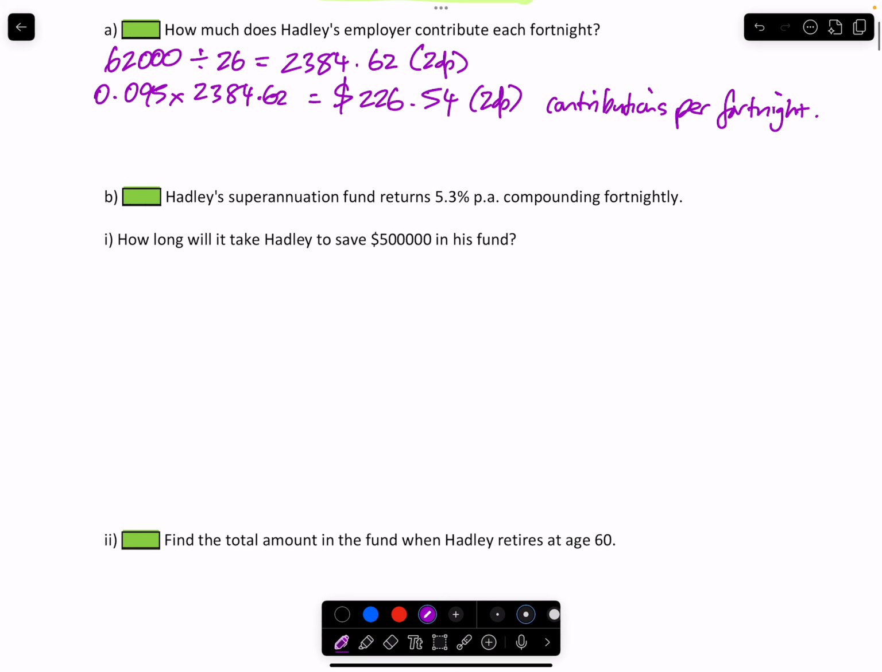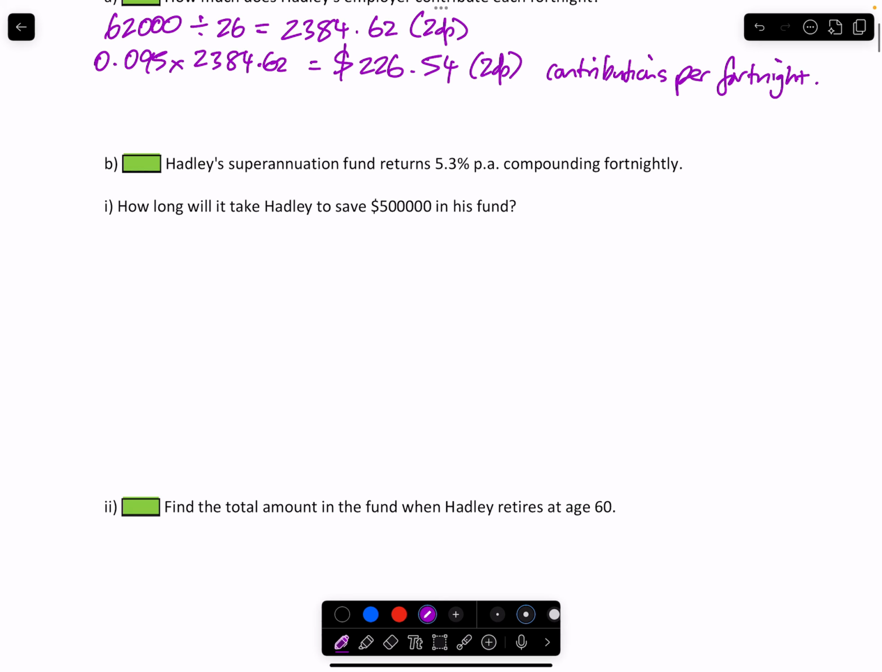Hadley's superannuation fund returns 5.3% per annum compounding fortnightly. How long will it take Hadley to save 500 grand in his fund? 5.3% compounding fortnightly, 500 grand. As soon as it says compounding, we're using TVM Solver. So N, how long? We're going to be solving for N.